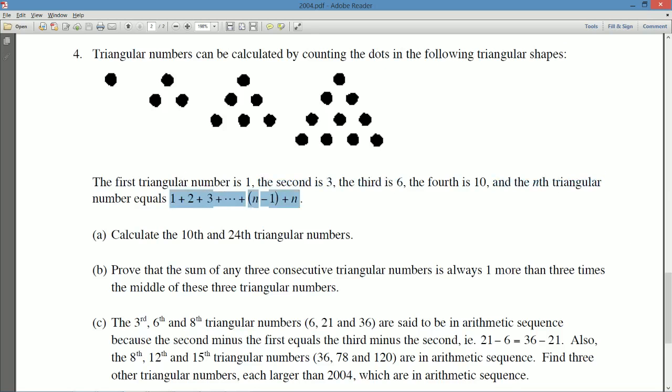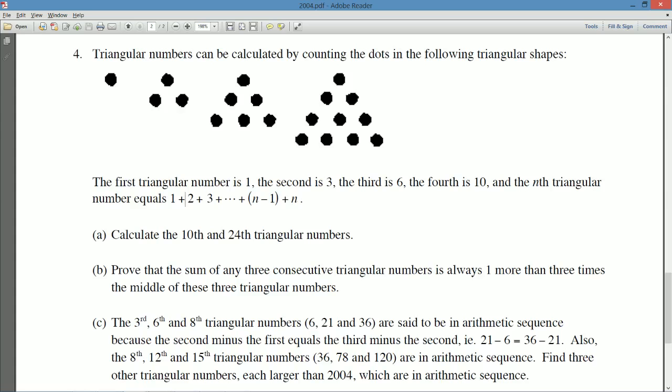Now there's a nice little formula for that you should hopefully know, if you've seen that either in a video I've done or somewhere else online, maybe even in class or in solutions to other contests. The sum of the numbers from 1 up to n is n times n plus 1 over 2. Calculate the 10th and 24th triangular numbers. That is our first question, our first task.